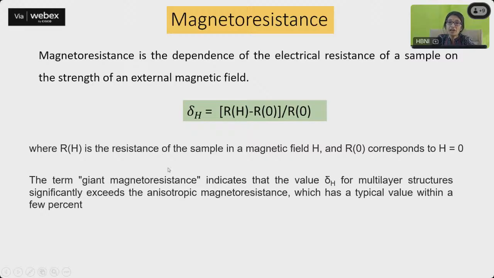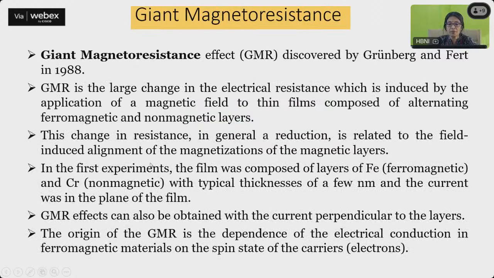Now that is simple magnetoresistance, but some materials show an extreme amount of this magnetoresistance, and this is termed giant magnetoresistance. And this value, this delta value for multilayer structures, significantly exceeds the anisotropic magnetoresistance, because as you remember, I told you this typical value is between a few percent, whereas when you talk about giant magnetoresistance, it can be like 40-80%. So this was discovered by Grunberg and Fert in 1988.